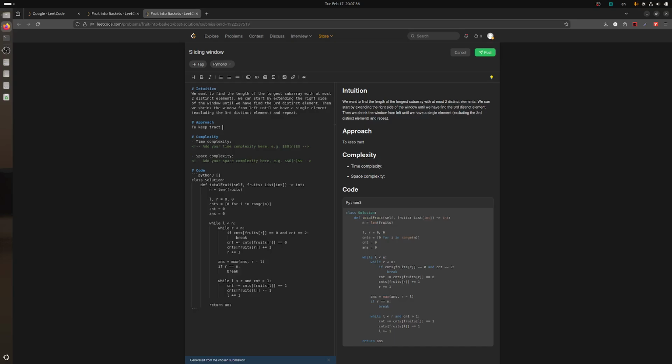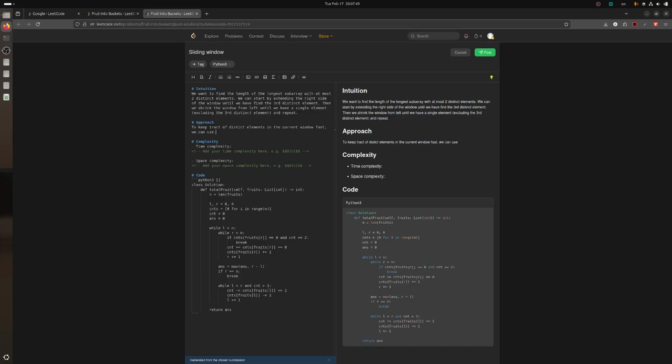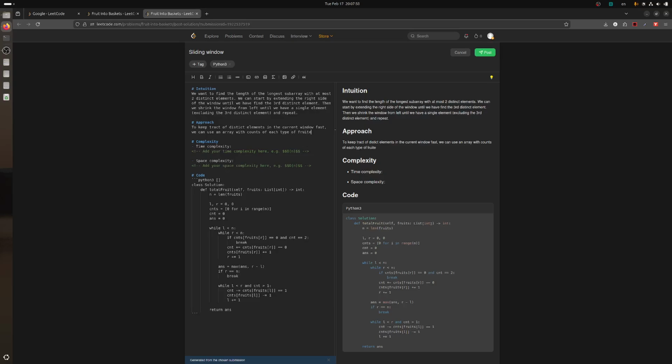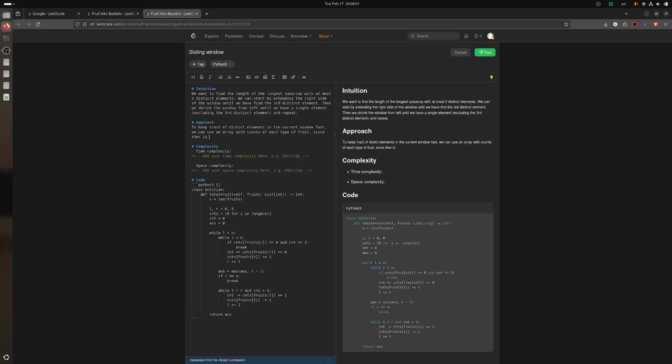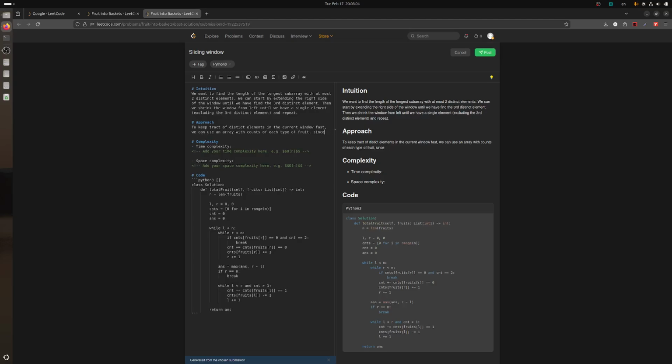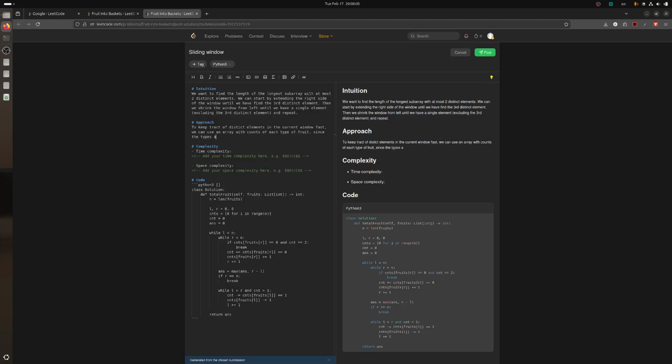To keep track of distinct elements in the current window fast, we can use an array with counts of each type of fruit, since the types are at most n-1, from the range 0 to n-1.